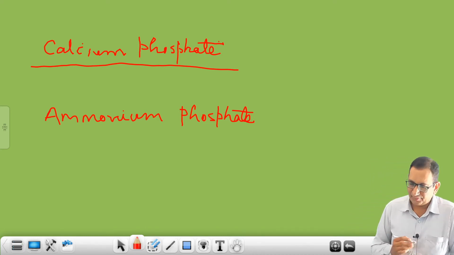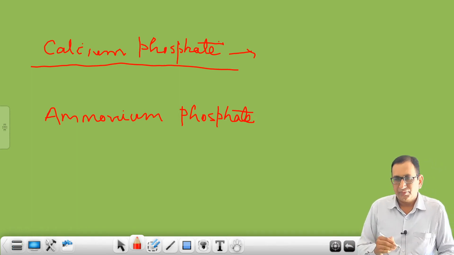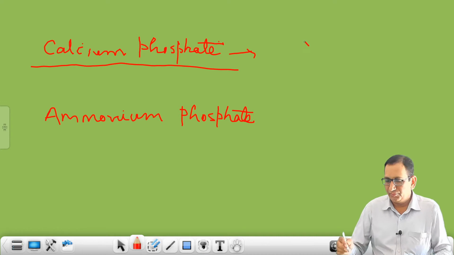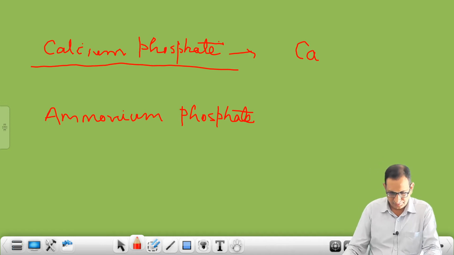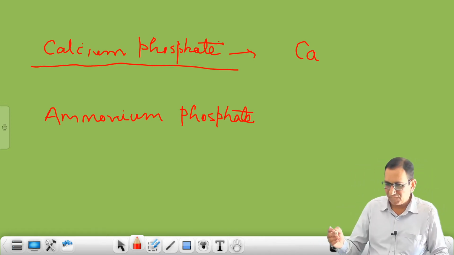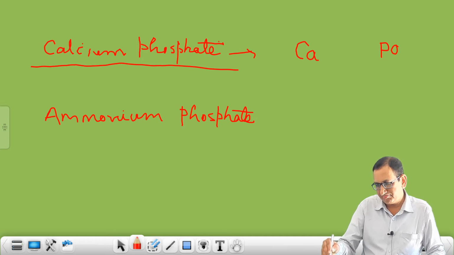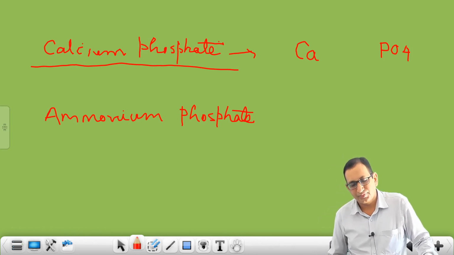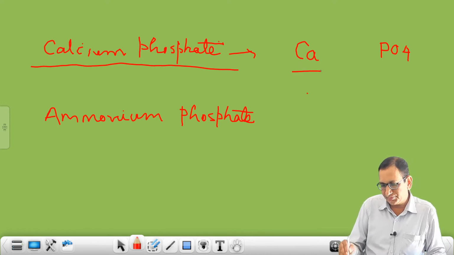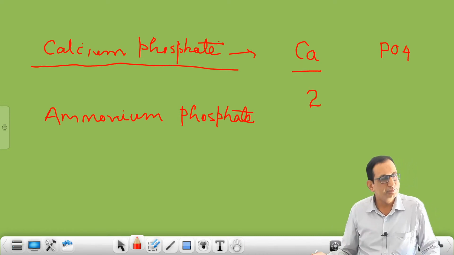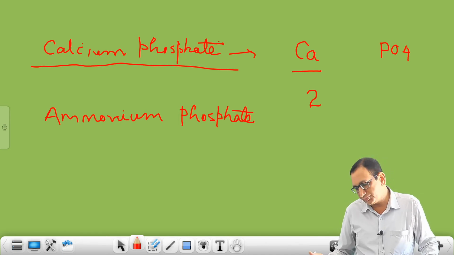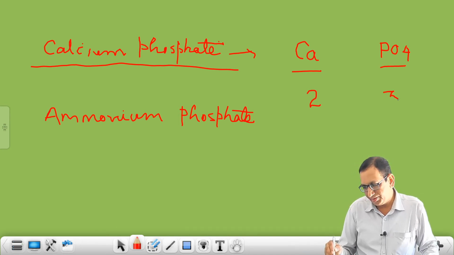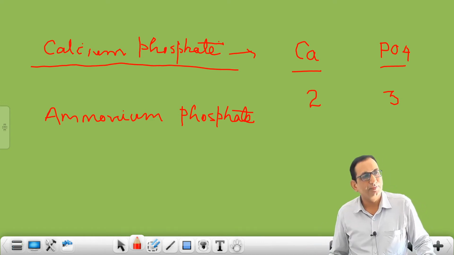For calcium phosphate, for calcium we have to write Ca. For phosphate, this is PO4. PO4 means phosphate. Valency of calcium is here 2. Valency of phosphate here is negative 3.